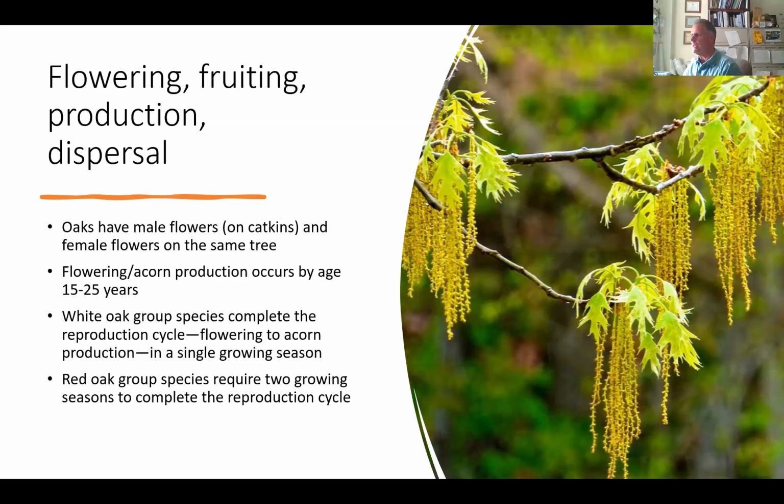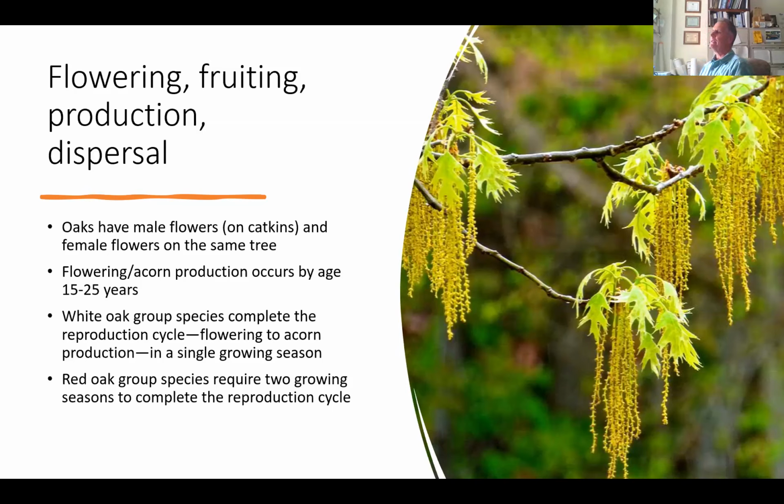And the importance of knowing that is that a lot of foresters and a lot of wildlife biologists in particular like to see a mixture of oak species in their stands, of both white oak group species and red oak group species. Because of this 2-year cycle for the red oak group species and the 1-year cycle of the white oak group species, we're almost assured we're going to have some sort of acorn crop in any given year.